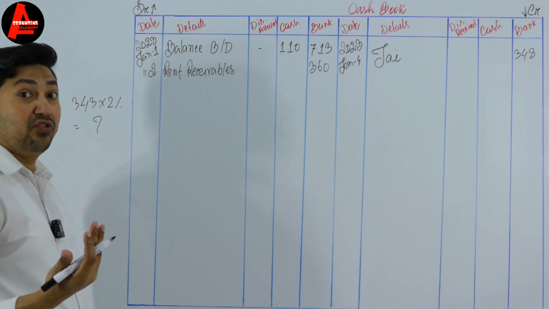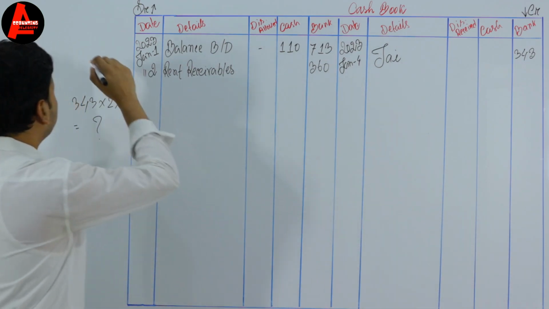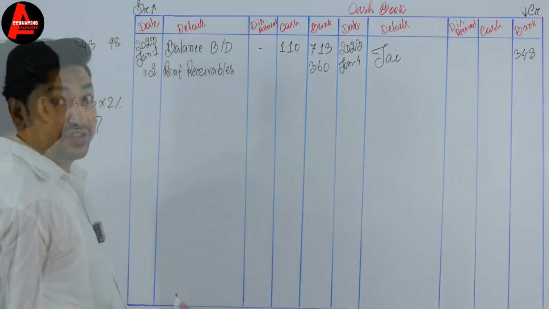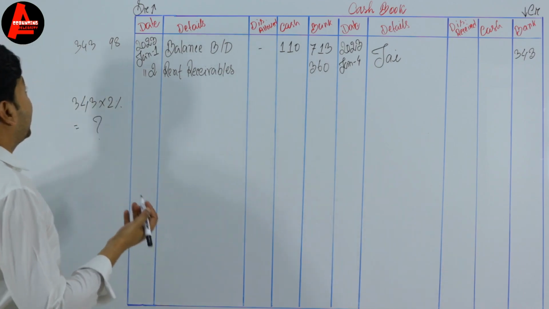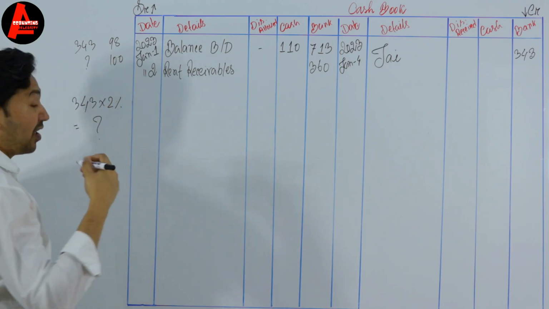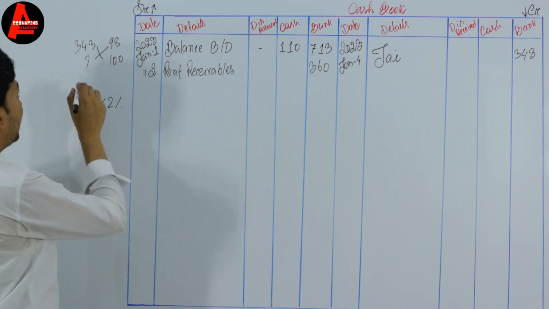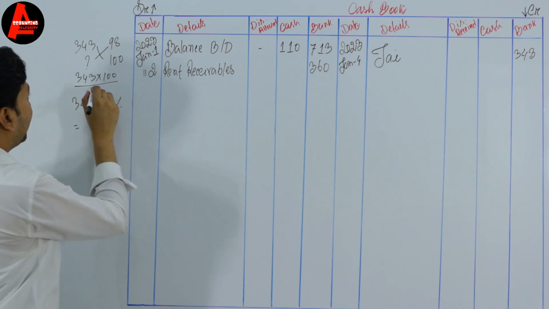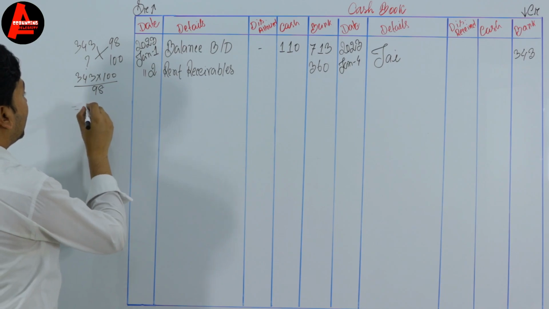So what will be the amount of discount? Here we can calculate it like this. 343 is 98%, because the 2% discount is already deducted. So if we calculate 100%, what will be the main amount? If we cross multiply, that means 343 times 100 divided by 98. If we calculate like this, we get $350.